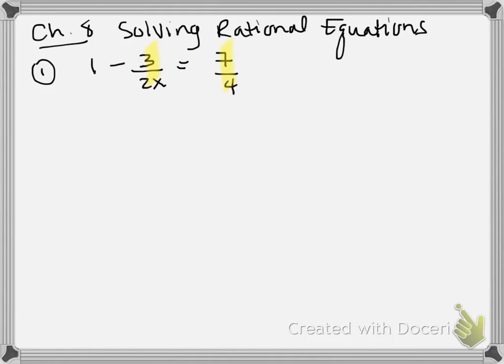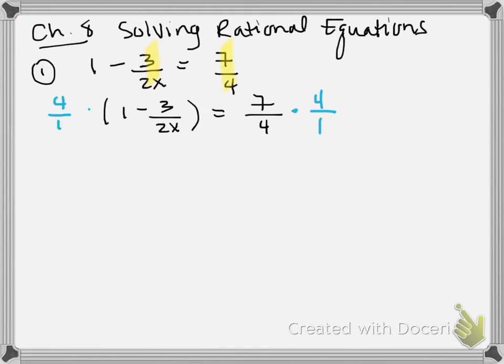It would be really nice if I could think of a way to basically cancel out my denominators and be left with a simple equation that didn't involve any fractions. So let's think about that. On the right hand side I have 7 over 4, and I want to multiply by something where I can cancel the denominator. Well, if I multiply by 4 over 1, I could cancel that denominator.